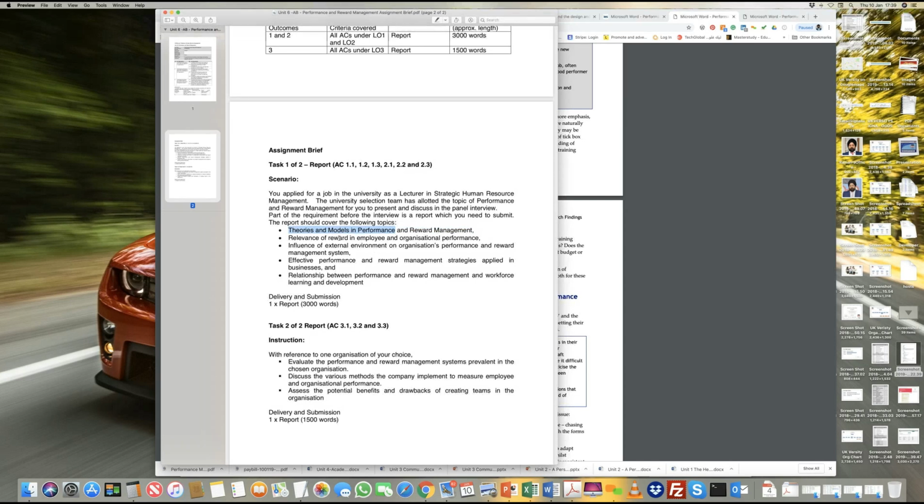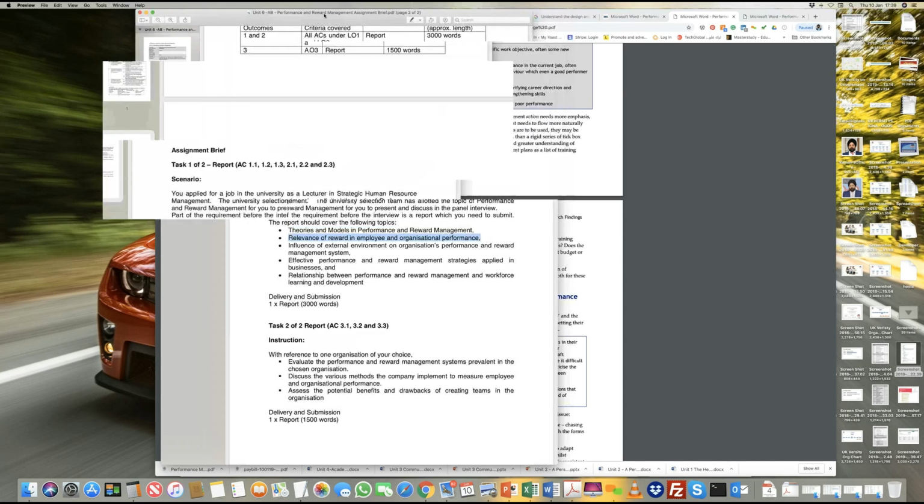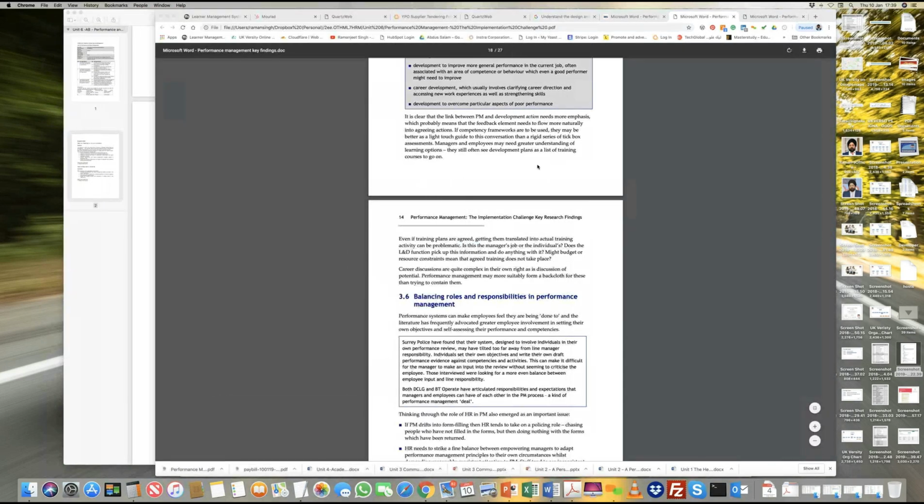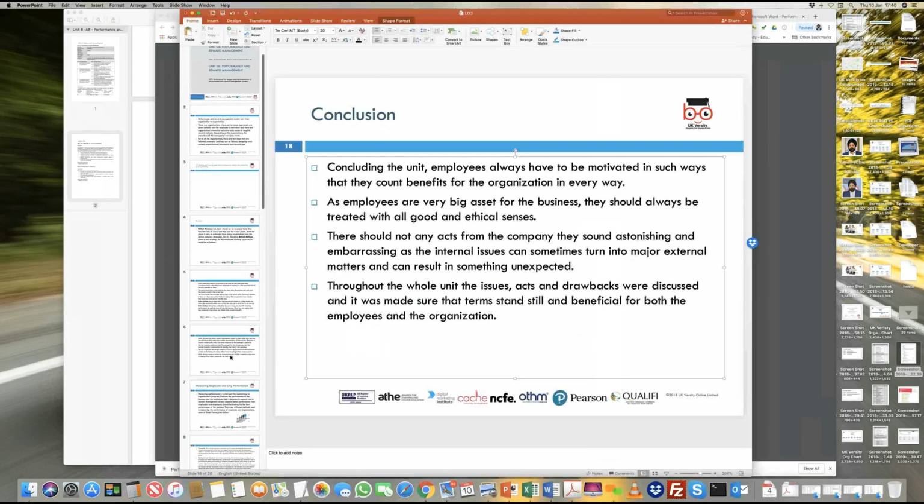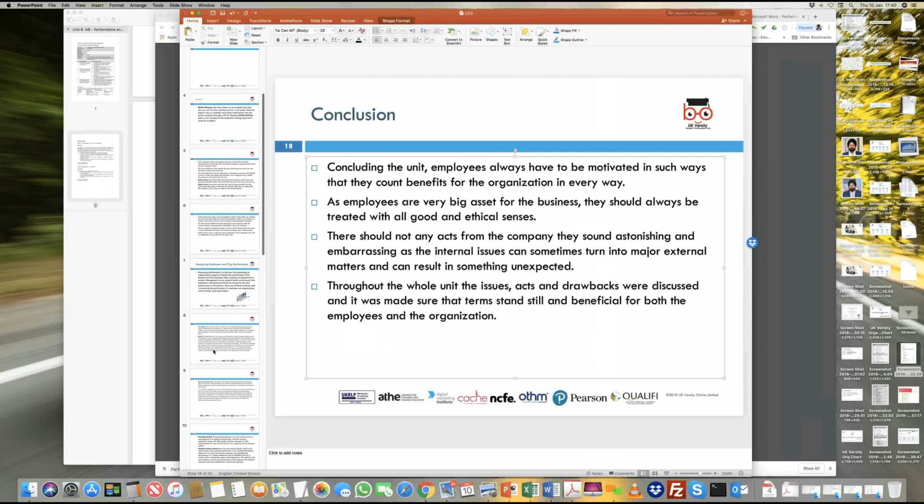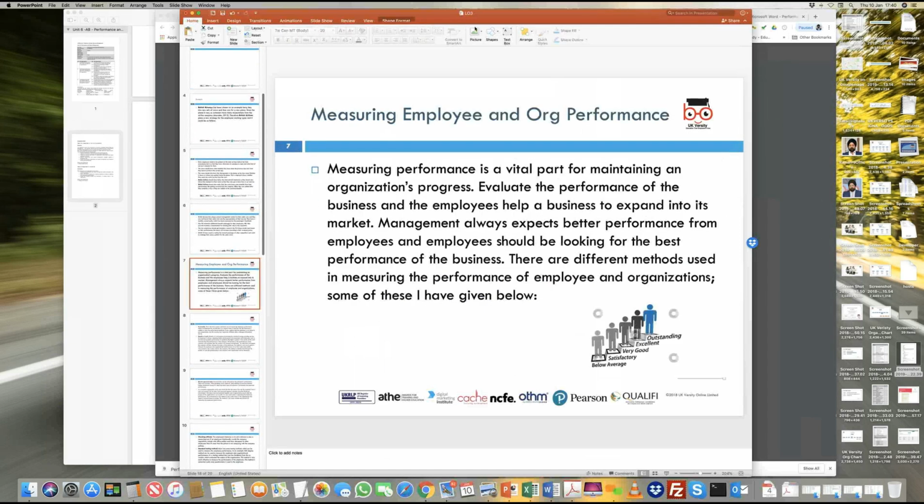Now, you have to discuss the relevance of reward management to employee and organizational performance, right? This is something that we covered in today's presentation, measuring individual and organizational performance, which is this.